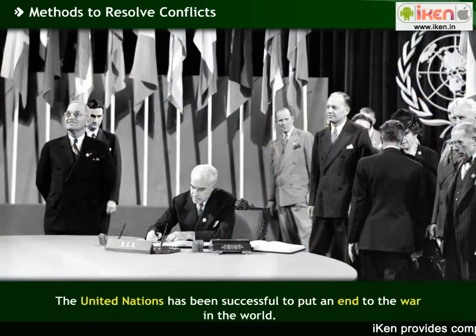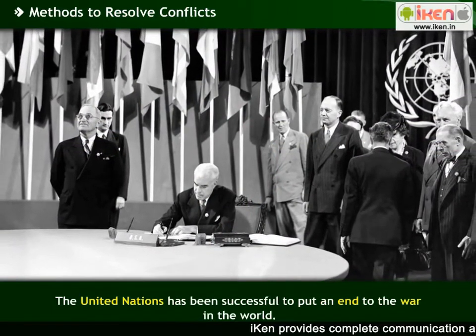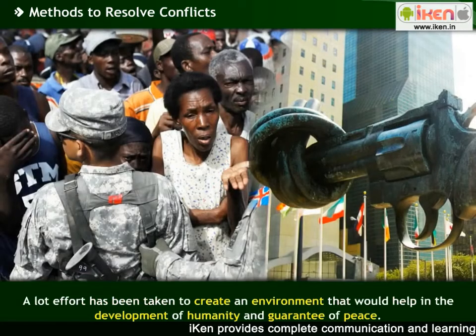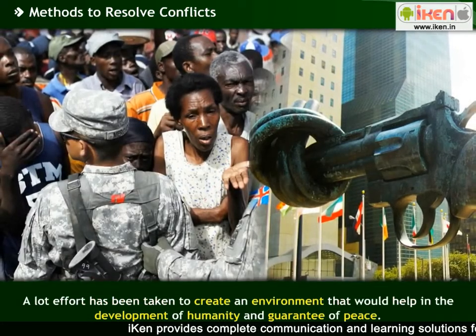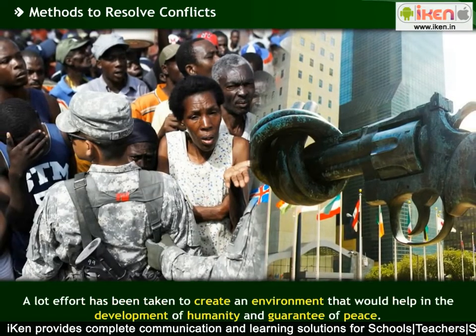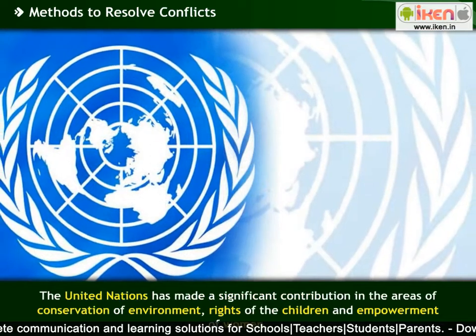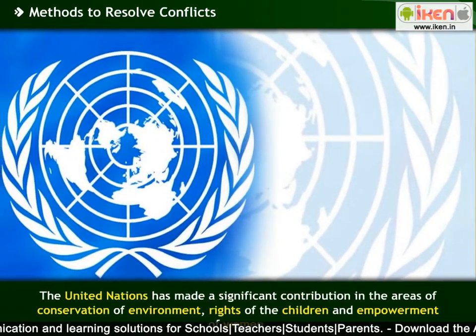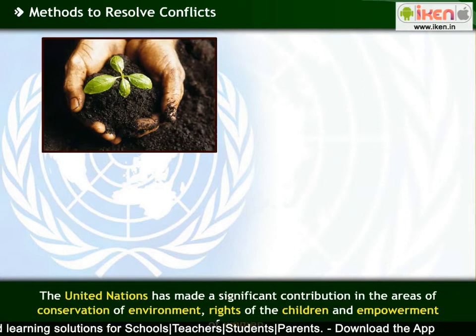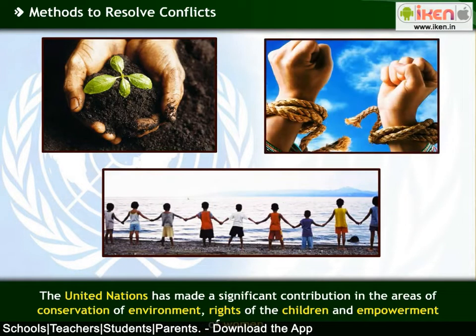The United Nations has been successful to put an end to the war in the world. A lot of effort has been taken to create an environment that would help in the development of humanity and guarantee peace. The United Nations has made a significant contribution in the areas of conservation of environment, rights of the children, and empowerment of women.